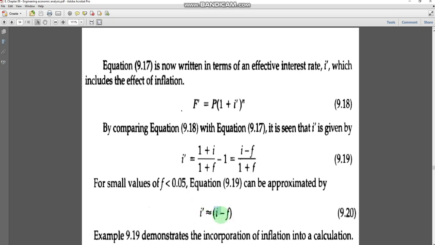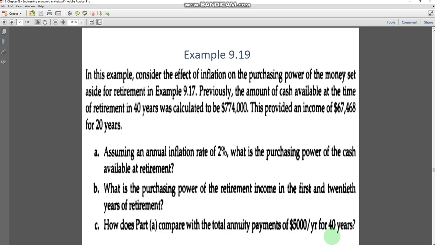i is the interest, f is the inflation. So this will give you the effective interest rate by including the inflation. Example 9.19 demonstrates the incorporation of inflation into the calculation. So let us see what we have in this example.